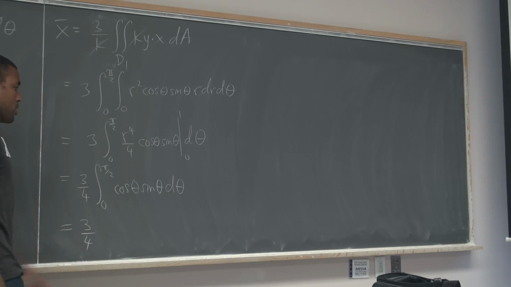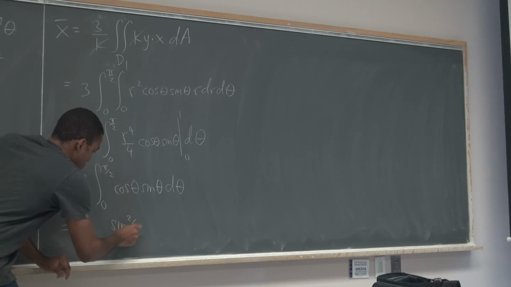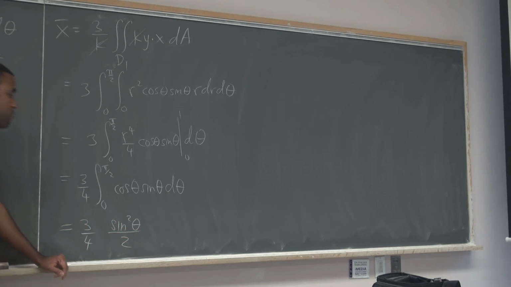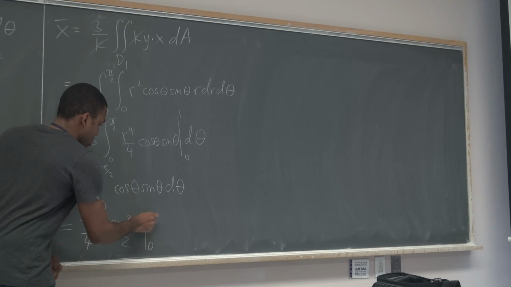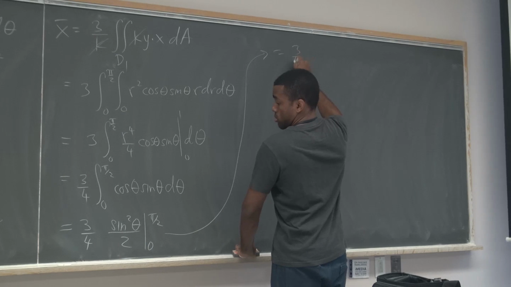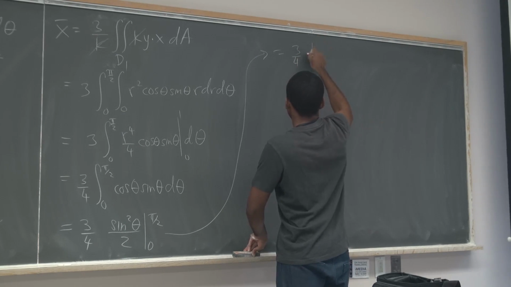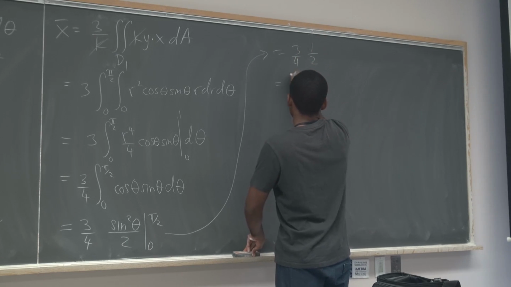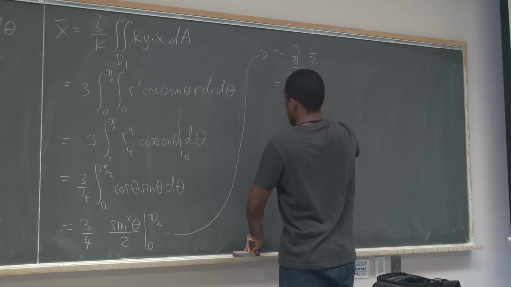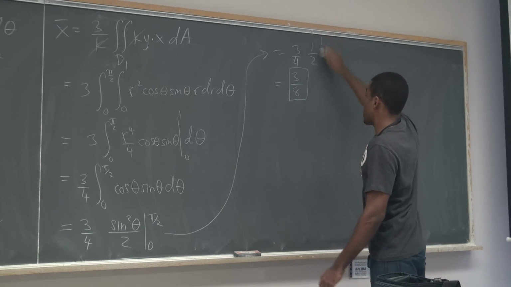If I'm doing u substitution, I'd say u equals sine, so that I don't have to worry about a negative sign factoring out. So this would just be sine squared theta over 2, from 0 to pi over 2. Sine of pi over 2 is 1, so this is just 1/2. That was my x bar.